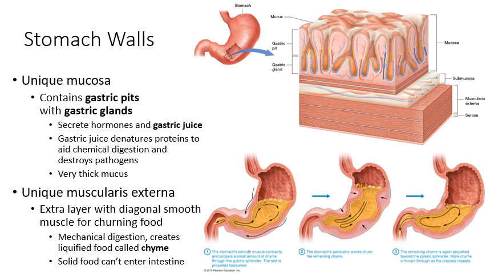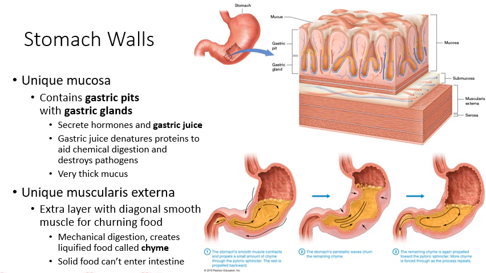Let's see, in the diagram here, you can see the gastric pits. So this is all the mucosa. At the bottom, you have the muscularis mucosae. Then you have the lamina propria and the epithelium of the stomach, or of the mucosa. So the lamina propria and the epithelium are kind of arranged to form these little gastric pits, and some of the epithelial cells in those pits are actually forming the gastric glands and secreting all those things. Well, the gastric juice and the hormones.